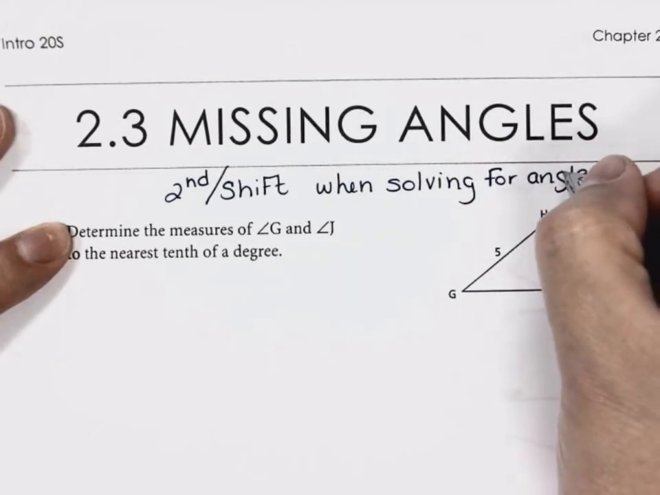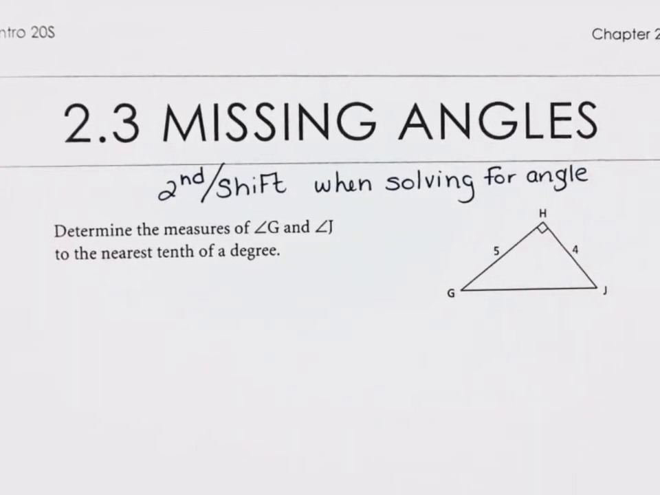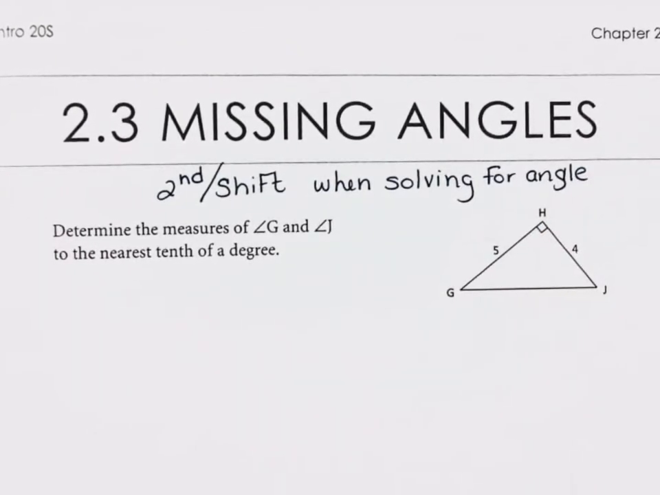Somebody asked me that yesterday. When do we use the second function button? We only use that when we're solving for an angle. If you're solving for a side, you just use the straight trig button on your calculator. Yesterday we just used the straight trig button. Today we're going to solve for angles, so we'll use that second function button before.